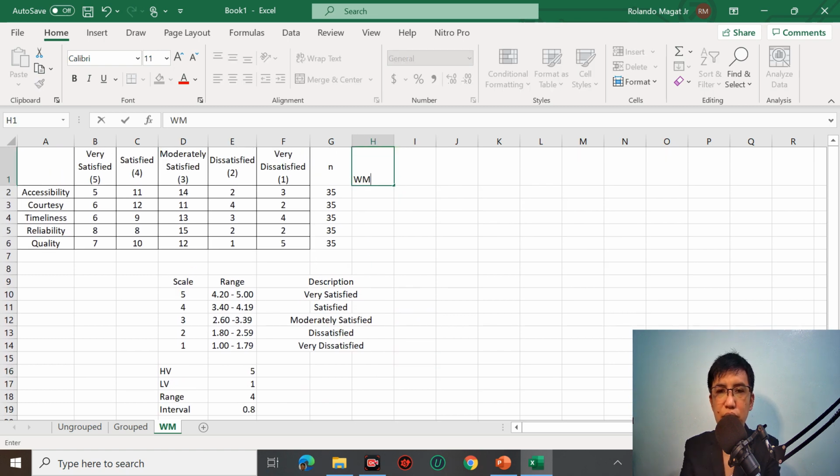So, ito na, weighted mean. Ito lumalabas sa chapter 4. Diba tinuturuan ko na kayo ng simple. Okay. So, paano yan? Ito na. Equals.